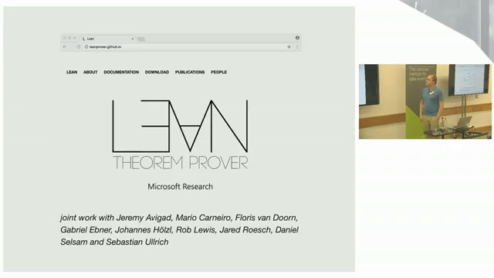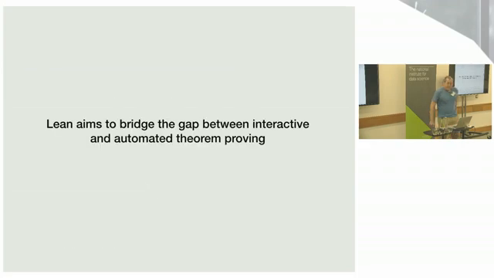Okay, to deal with these problems, we started moving in the direction of Lean. Lean is developed with Jeremy Avigad, Mario Carneiro, Floris van Doorn, Gabriel Ebner, Johannes Hölzl, Rob Lewis, Jared Roesch, Daniel Selsam, and Sebastian Ullrich. Many of them are here. And the main goal of the Lean project is to bridge the gap between interactive and automated theorem provers, right? Z3 is what we call an automated theorem prover, but you have many interactive theorem provers that are very successful, like Coq, Isabelle, HOL Light, and so on, ACL2, right?